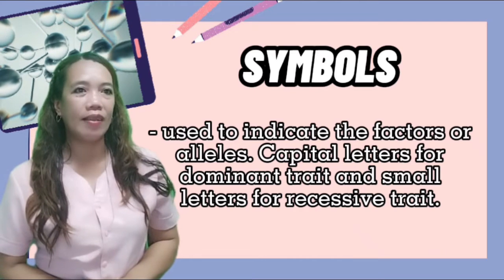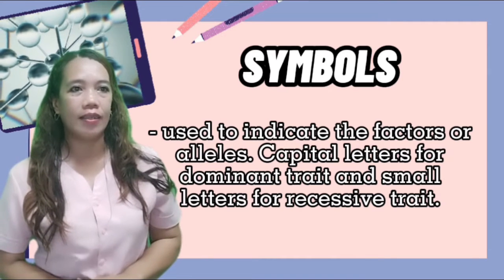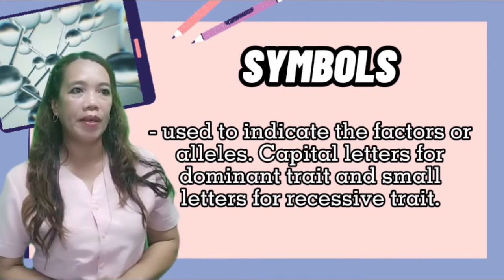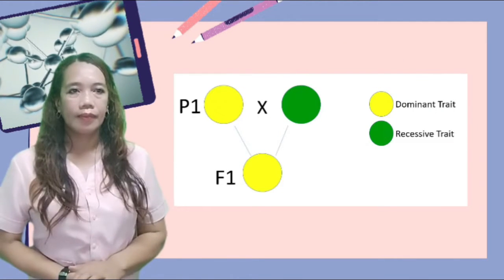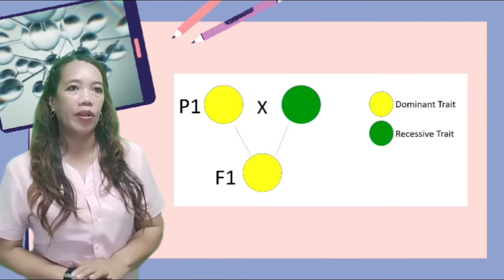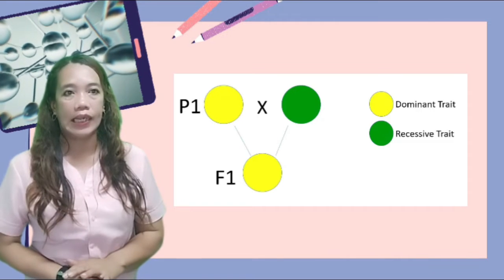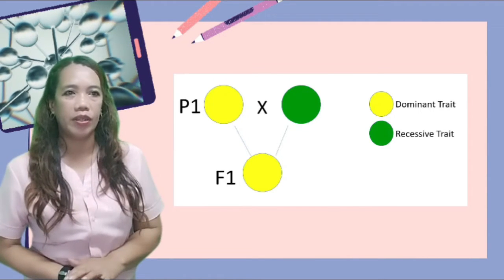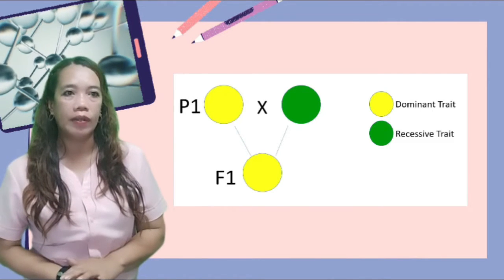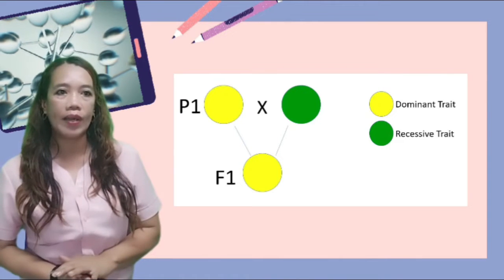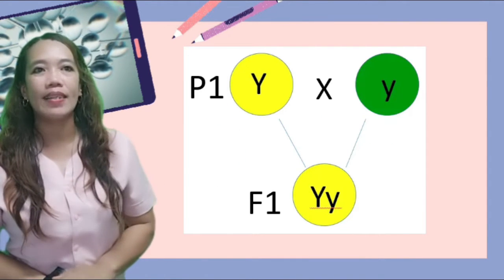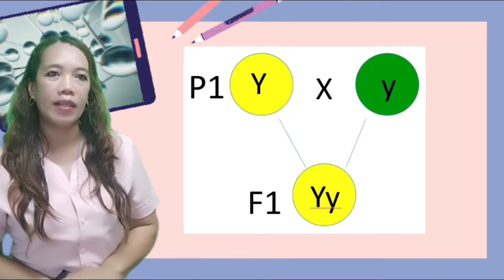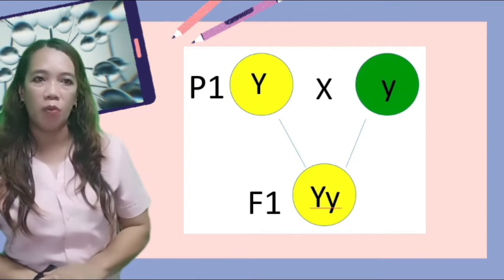Symbols are used to indicate the factors or alleles. Capital letters for dominant trait and small letters for recessive trait. For example, in seed color, we have yellow and green. In the F1 generation, the offspring is yellow. This means that yellow is the dominant. What will be the symbol for this allele? Yellow would be capital Y and green would be small y.